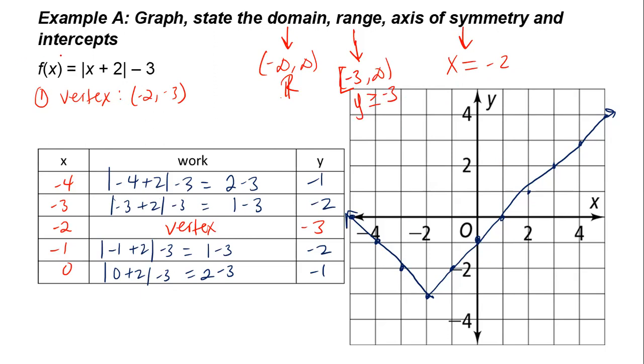And last but not least, it wants us to identify our intercepts. Intercepts are when do X and Y equal 0. Where are our intercepts? Then we have one at -5, 0. Where else? We have 0, -1. And we have 1, 0.